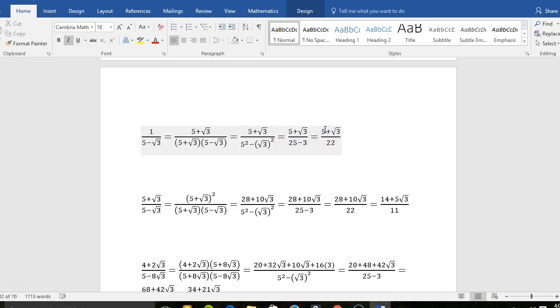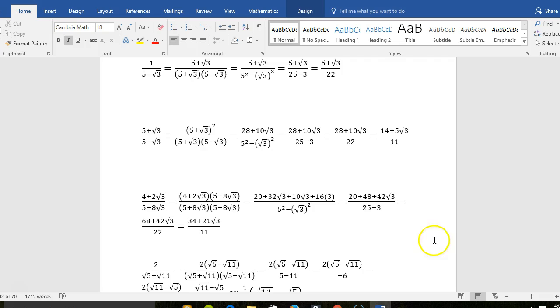Surprise, surprise, no surprise at all. Now, what if I decide, let's get miserly, though. What if we cause some trouble? Let's say we got a non-trivial numerator. Instead of a 1 or a 2, what if we got something like 5 plus radical 3 over 5 minus radical 3? Doesn't matter.